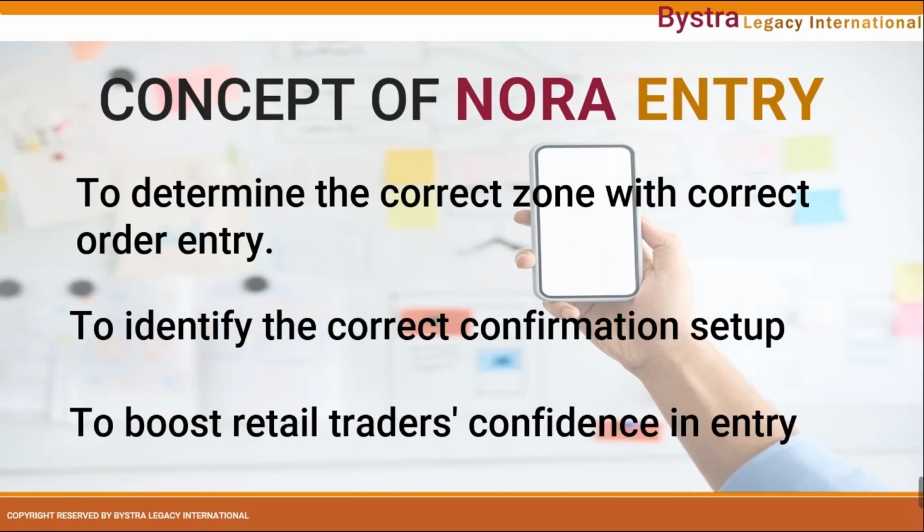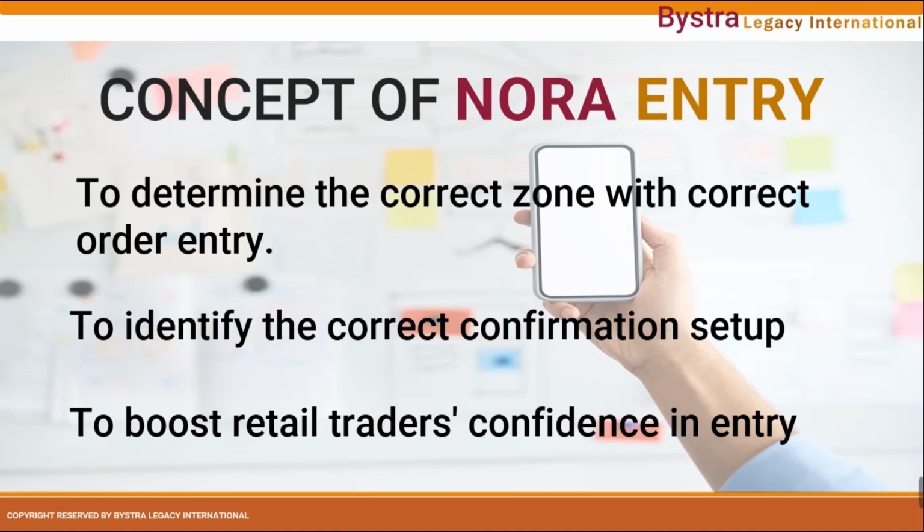Let's look at the concept of Nora Entry. The first one is to determine the correct zone with the correct order entry. This means that when the price is on the bullish side and reaches a certain danger zone, and a reversal happens with a confirmation, then we will enter with the sell setup. If there is no rejection, there's a breakout and a pullback, then we will continue with the buy setup.